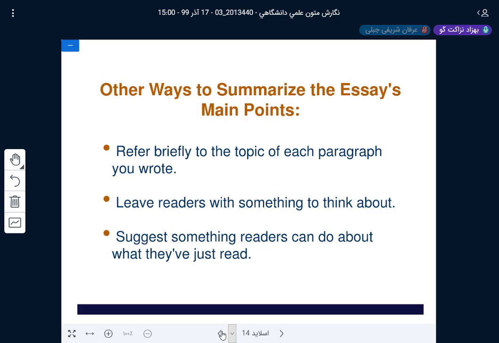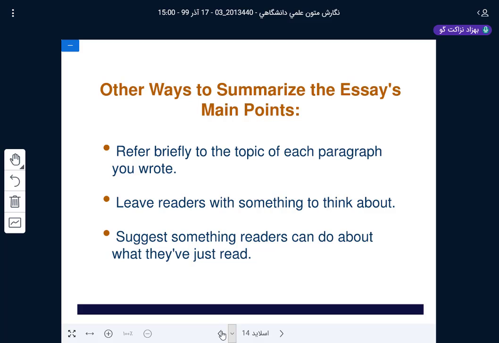So there is actually no single solution for writing the concluding part. If you restate the topic sentence and you write your clincher, this is one way, but there are different ways to do this. If it is a concluding paragraph, again, you can just refer briefly to the topic of each paragraph. Okay? Leave the reader with something to think about and suggest something readers can do about what they have just read.